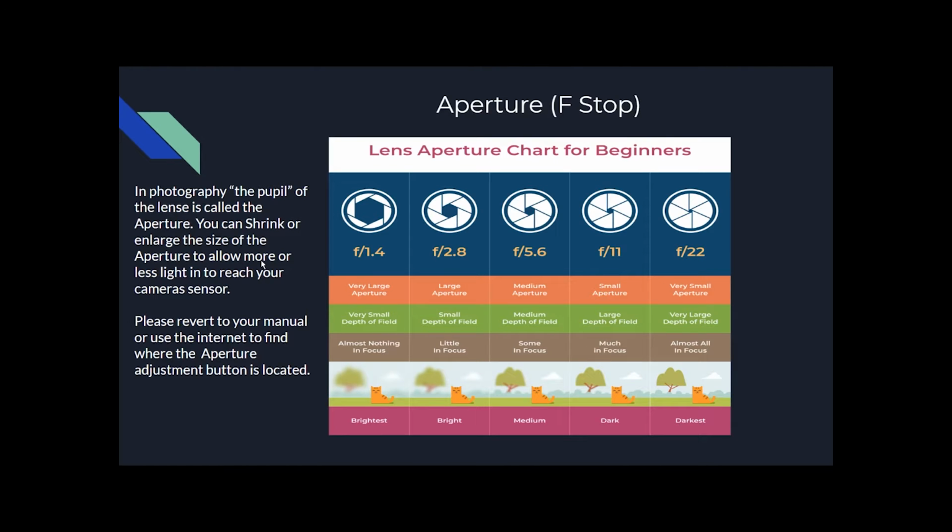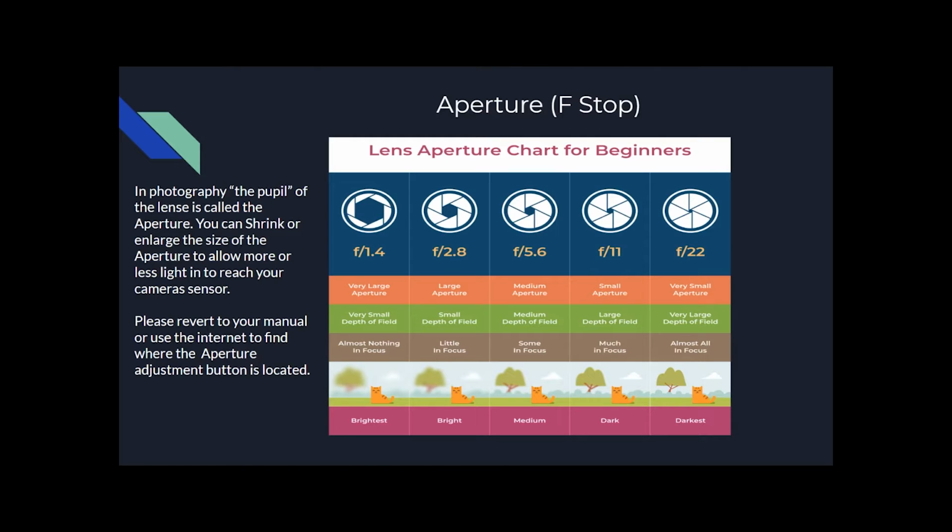Let's move on to aperture, or as you might hear people in the industry saying, f-stop. Basically, in photography the pupil of the lens is called the aperture, like the pupil of your eye. You can shrink or enlarge the size of the aperture to allow more or less light to reach your camera sensor. Please have a look at your manual or use the internet to search up which button on the back of your camera will allow you to adjust the aperture.